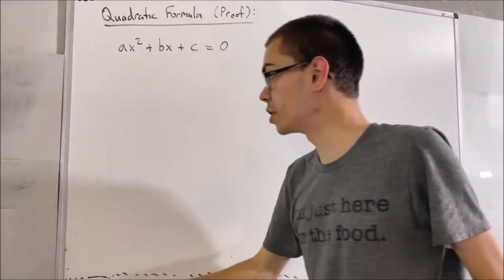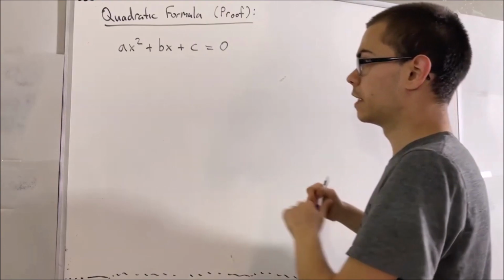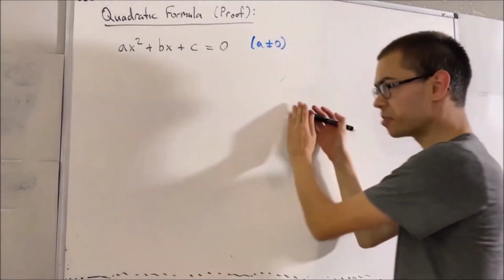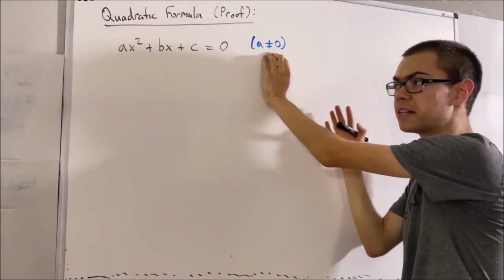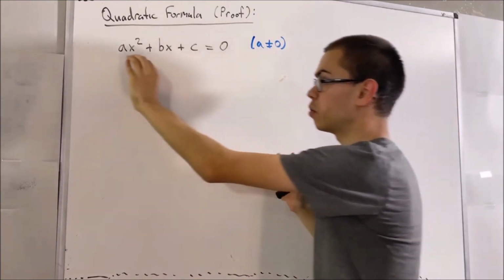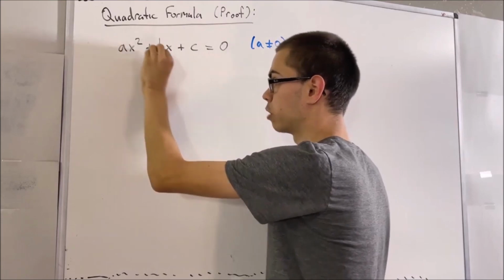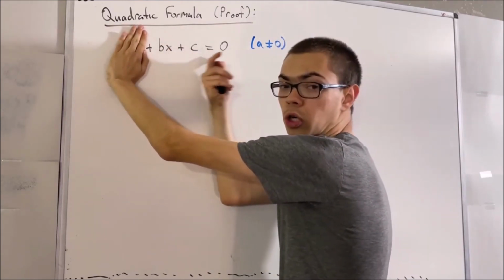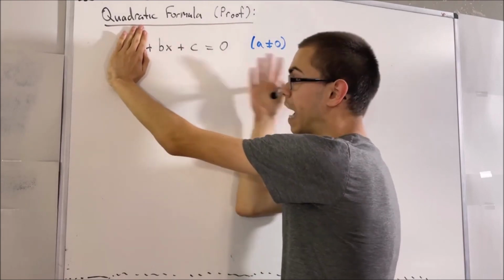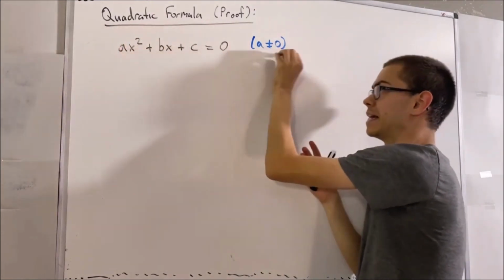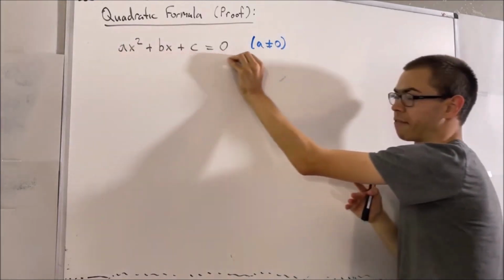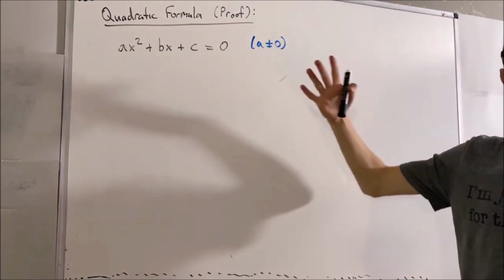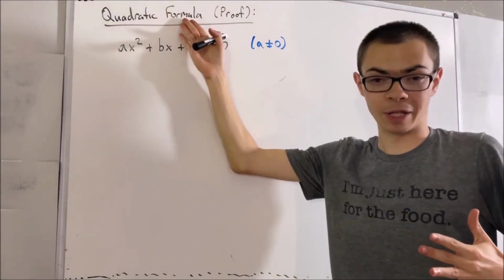Now, one important thing to note before we get into this proof is that a cannot equal 0. And think about why this makes sense. Because if a was 0, then we would have 0x squared plus bx plus c. The x squared would go away, and it would no longer be a quadratic equation. So we have to apply the condition that a is non-zero so that we actually do have a quadratic equation, right? That's the only thing. So now let's get into proving the quadratic formula.